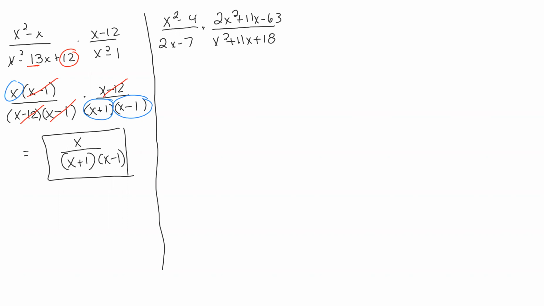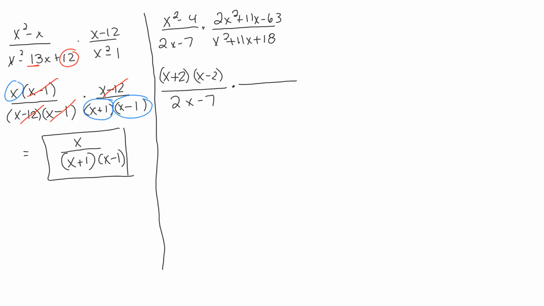Okay? Let's see here. In the first numerator, I have x squared minus 4. That's the difference of squares. The way we factor the difference of squares is we find the square root of each term, we add them, then we subtract them. So the square root of x squared is x. And then the square root of 4 is 2. So I go plus 2 minus 2. First denominator, 2x minus 7. That's as good as it's going to get. That doesn't factor anymore.